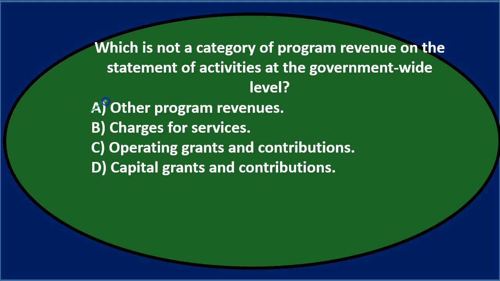So A is not going to be the item, or A is the final answer and not the item. B, C, and D are going to be what the sections are. So let's go through the final answer, which is not a category of program revenue on the statement of activities at the government-wide level. Final answer, A, other program revenues.